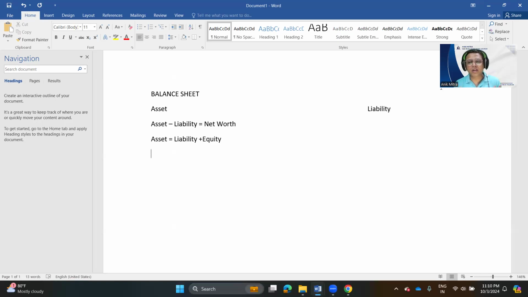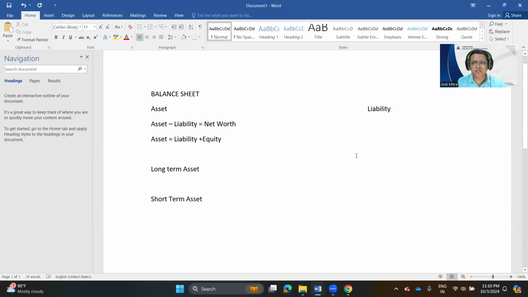Just before getting into the actual example, let me tell you, asset or liability, whatever it is, there is long-term asset and short-term asset as well. You will get a total of long-term asset, total of short-term asset, and then you will arrive at total asset. Similarly, equity section is completely different, remains on the top.